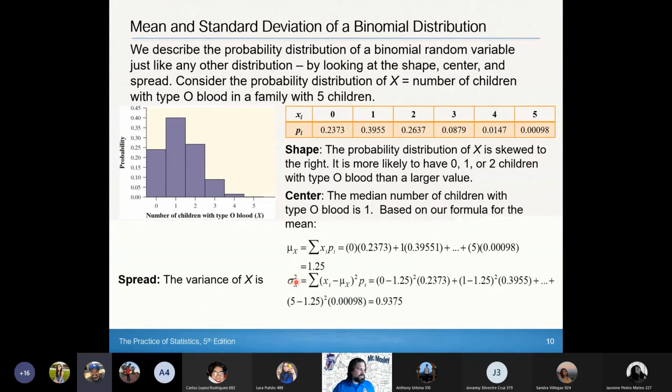Spread: the variance of x uses the same formula that we've used for random variables. We find the variance, and so the standard deviation of x is the square root of the variance, or 0.968. So we have these calculations. Luckily for binomial distributions, there's a shortcut to calculating the mean and standard deviation. We don't have to do all of this work unless we really want the practice.